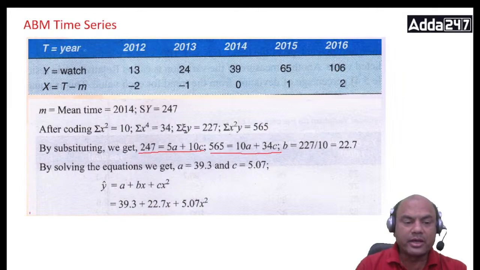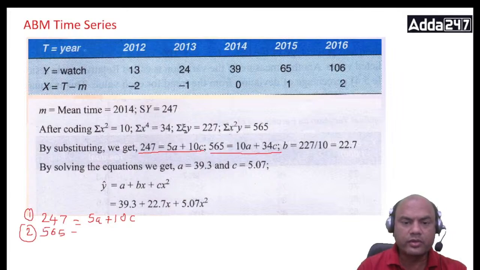So let me mark this. Equation 1: 247 equals 5a plus 10c. Okay. And equation 2: 565 equals 10a plus 34c. So now what do we have to do?